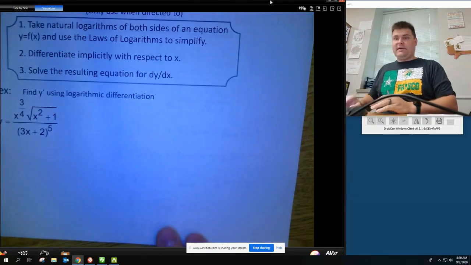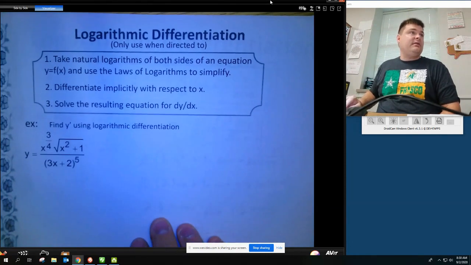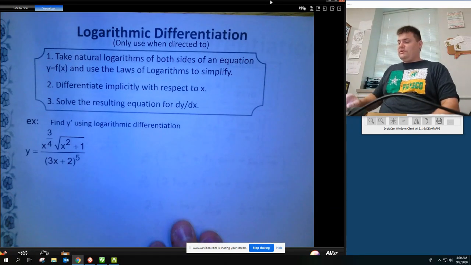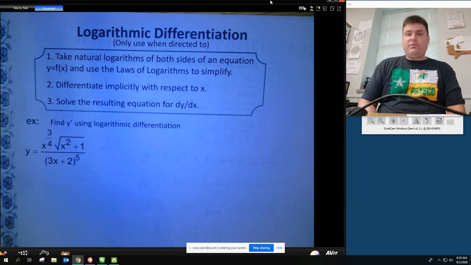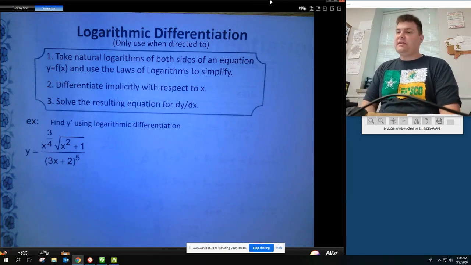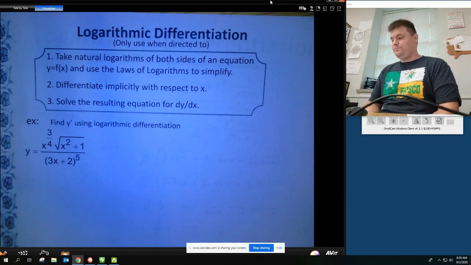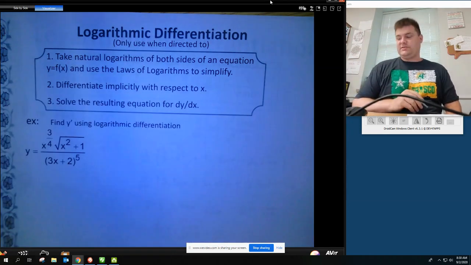This can be quite the bear to do. Logarithmic differentiation. Get it on the screen there. Here's the big deal: you only use logarithmic differentiation when you're told that you have to use it. Sometimes it's totally awesome and it really helps us out. Sometimes it makes things a lot more difficult. So only use it when you're directed to.